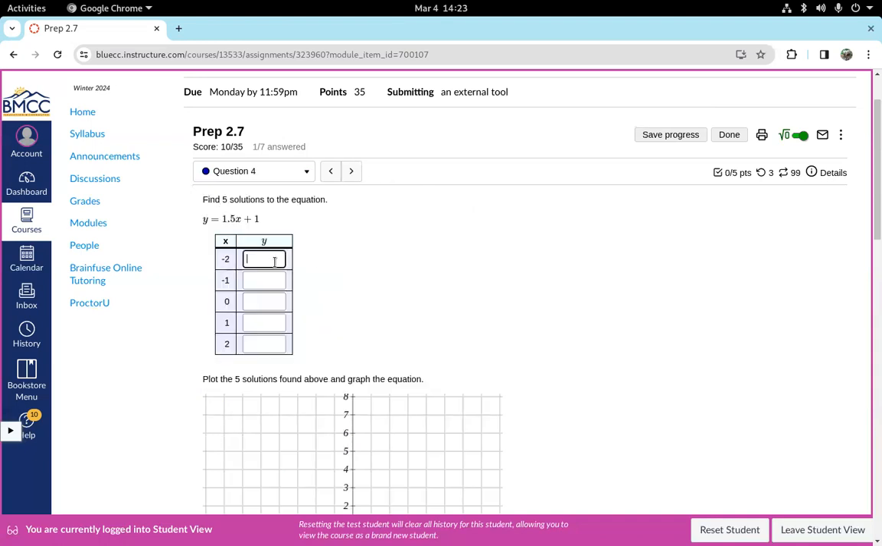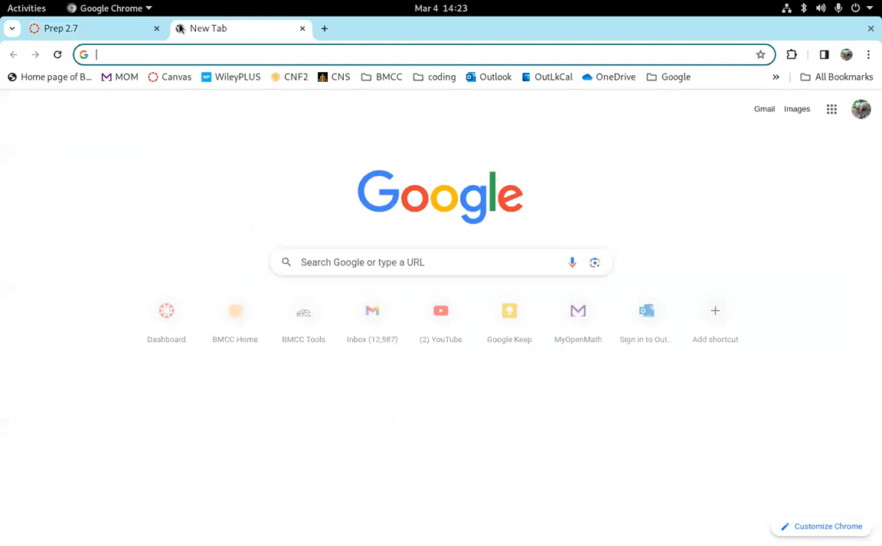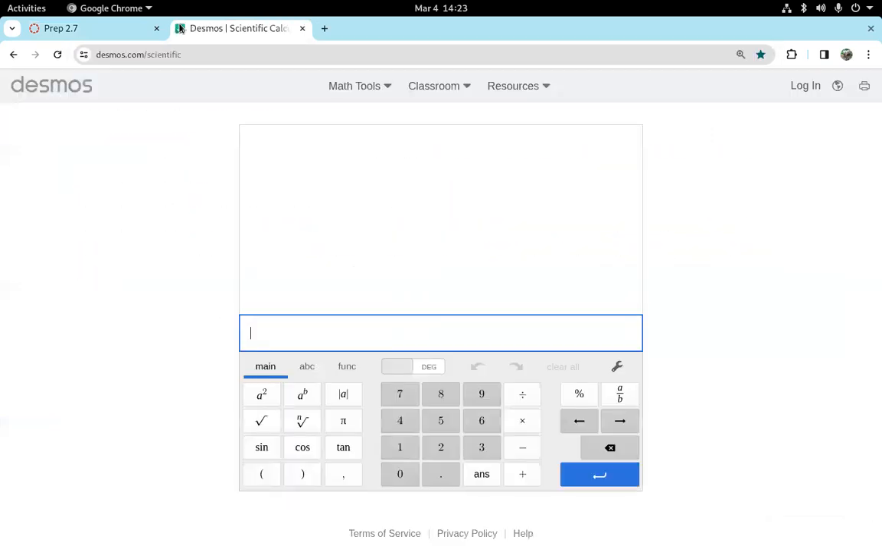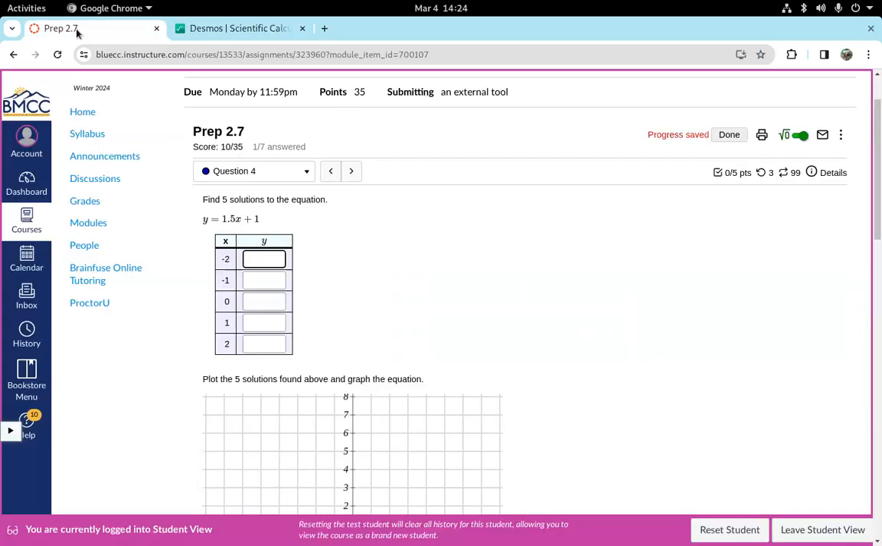Here, I've got some work to do first. So I need to plug in the value x equals -2 and then calculate what y should be. So I'm going to go grab a calculator for that. And I'll start off with Desmos Scientific, but there is a Desmos graphing calculator. So my formula was to take 1.5 times some x value and then add 1 to it. Let's double check I got that right. Yours may be a little bit different.